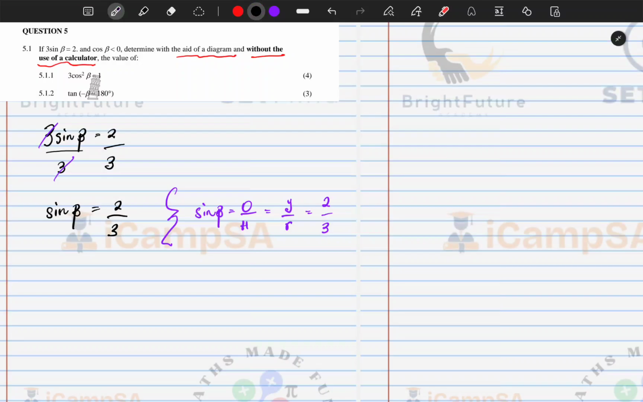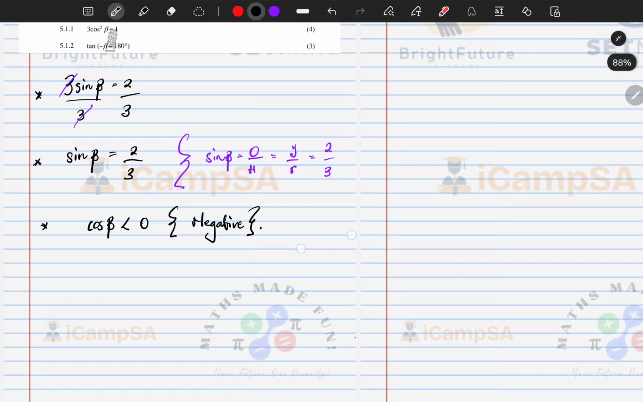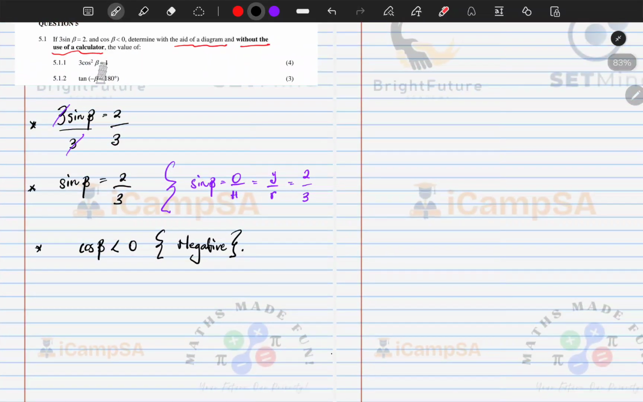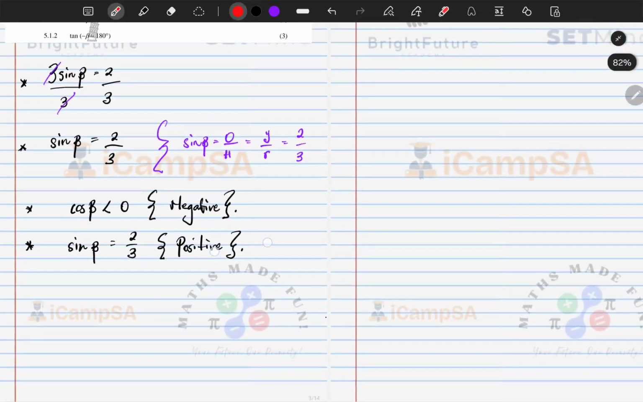Another thing that we are being told is that your cos of beta is less than 0, which essentially means that it's negative. So in this case, we already know that your sine of beta equals 2 over 3. This is indeed positive, right?